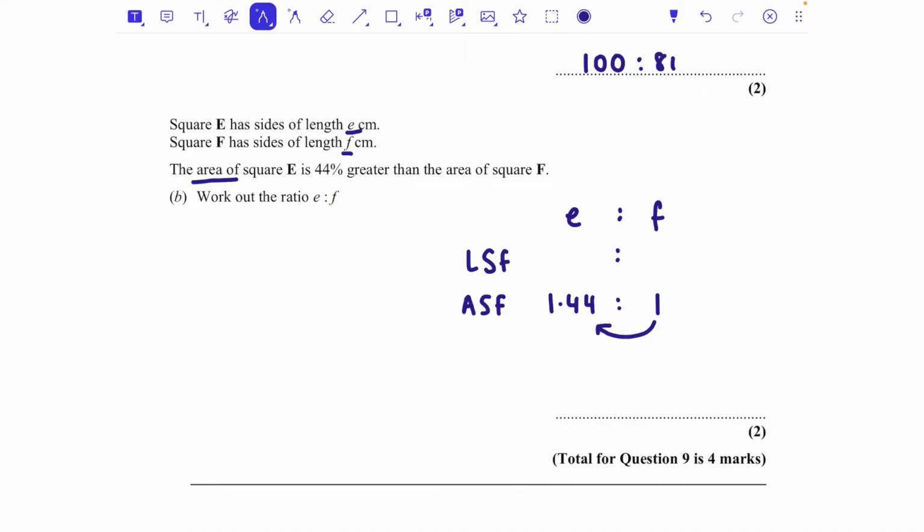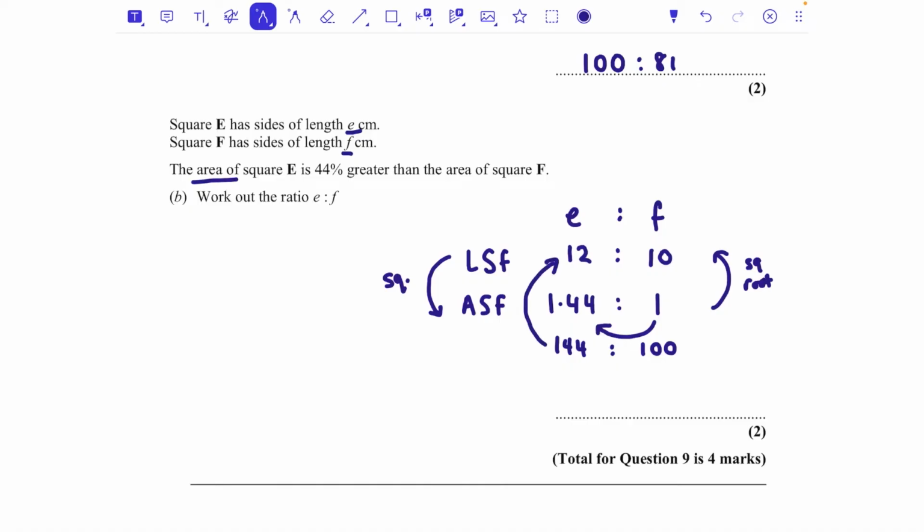Now you might at that point choose to times by 100. In fact, yeah, let's do that. 144 to 100, just to make that a little bit easier. And you'll notice that these are both square numbers. And that's because when we go from the linear scale factor to the area scale factor, we square those values. So if we're going backwards, we need to square root. So I'm square rooting both of those values, and that gives me 10 on this side and 12 on this side, going from here to here.